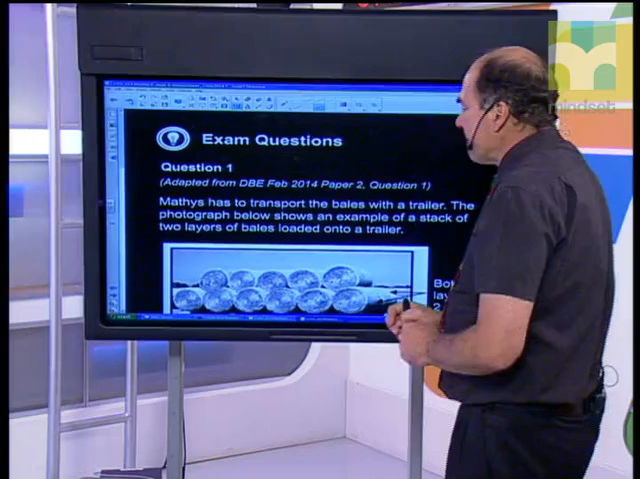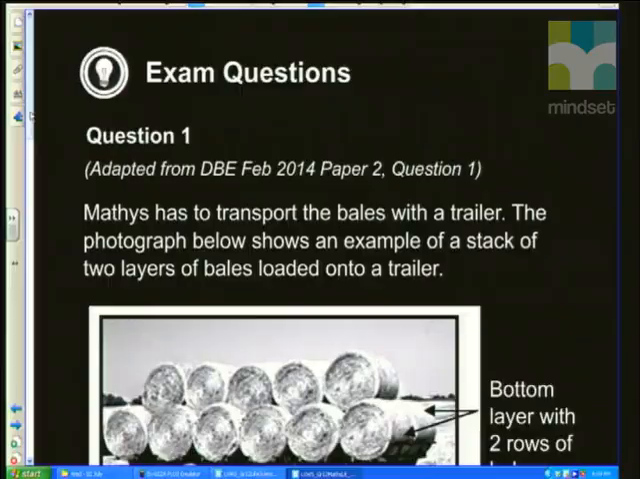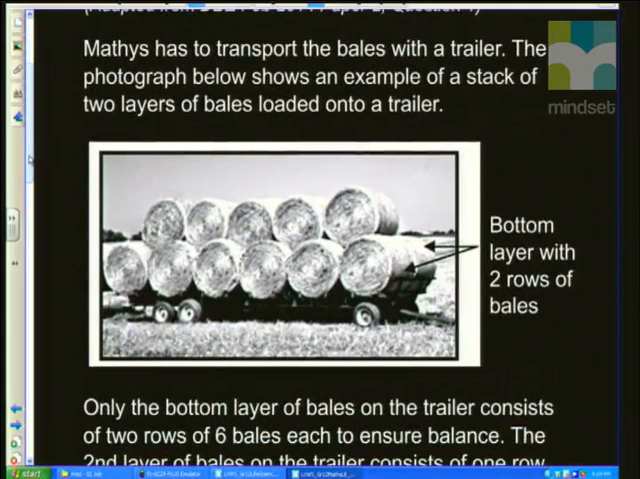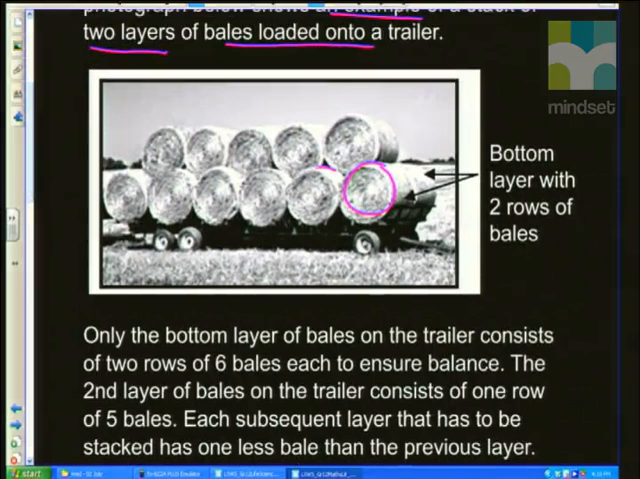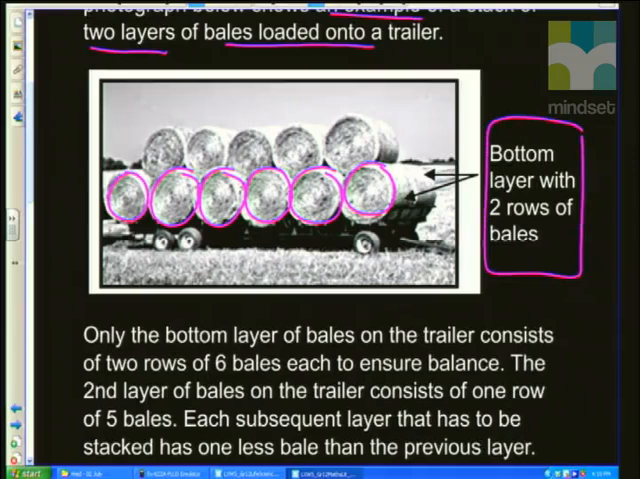Let's move on to the next question. And I think there's just time for us to get through this one. It tells us that Matthias has to transport the bales with a trailer. The photograph below shows an example of a stack of two layers of bales loaded onto a trailer. So I don't know if it's very clear to you, but we've got one bale there, another one there, another one there, another one there, and a last one there. But what this indicates is on the bottom row, it's actually a double layer.